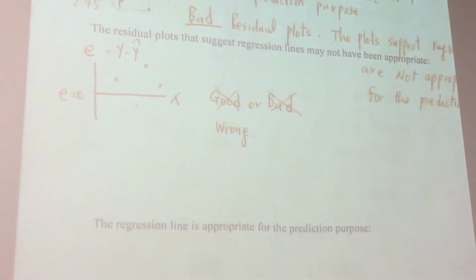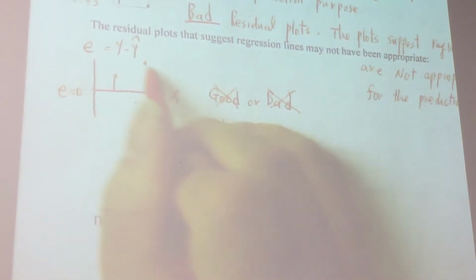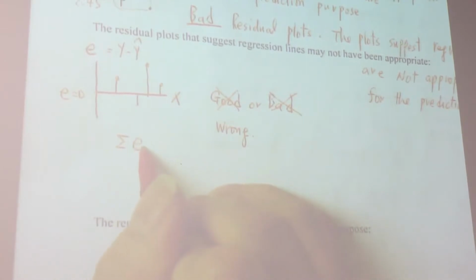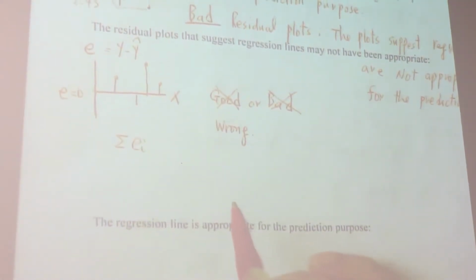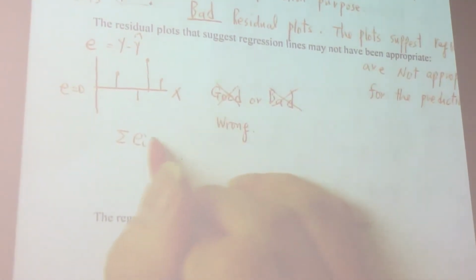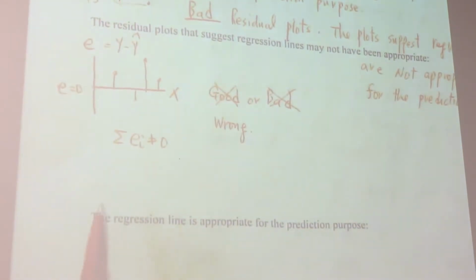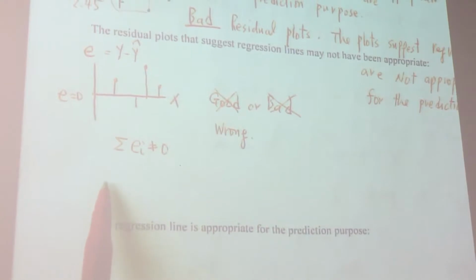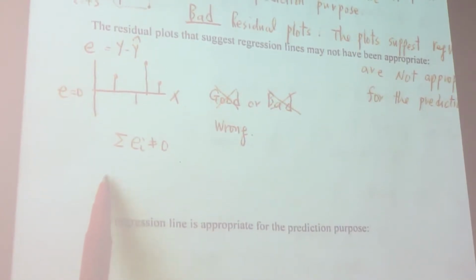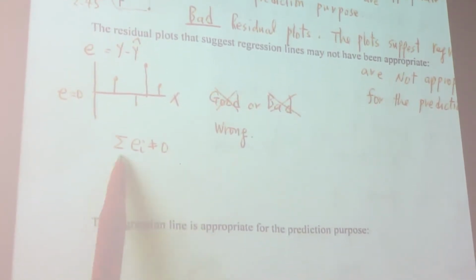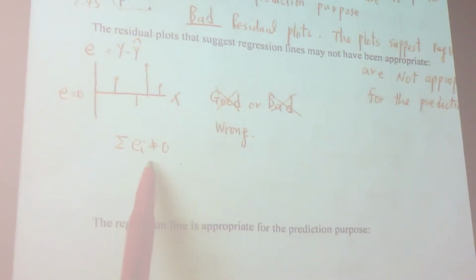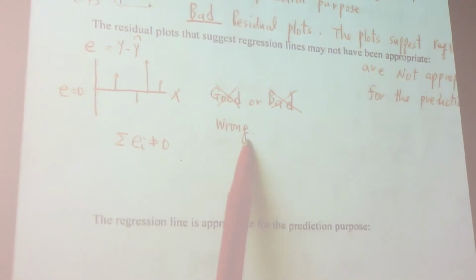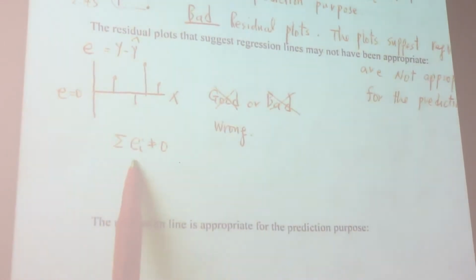Why do we say this is wrong? Because look at here, the vertical distances, summation e1 plus e2 plus e3 plus e4, this won't be equal to 0, so that's wrong. If your computer generates a graph like this, you should throw that computer away. Something is very wrong with the computer, is that okay? Because summation ei should equal 0. So this is not good, this is not bad, this is wrong. You should never see this, is that okay? You should never see this.